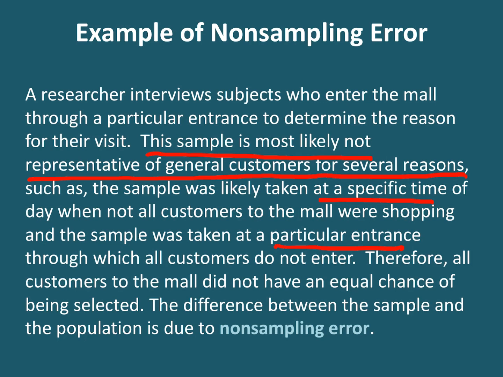There are other entrances, presumably, to this mall. Therefore, all customers to the mall, the ones that entered the other side of the mall, did not have an equal chance of being selected. So the difference between the sample and the population in this case is due to a non-sampling error.